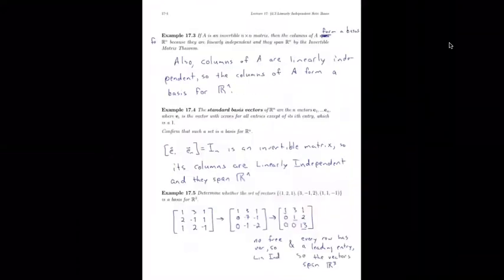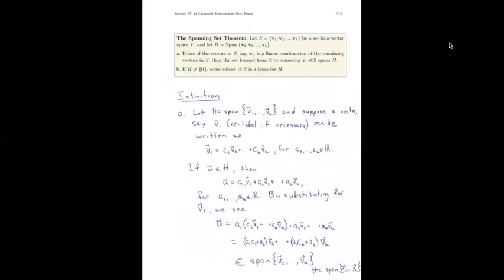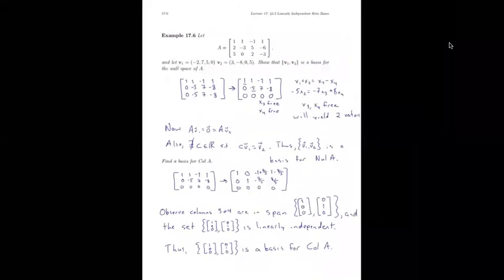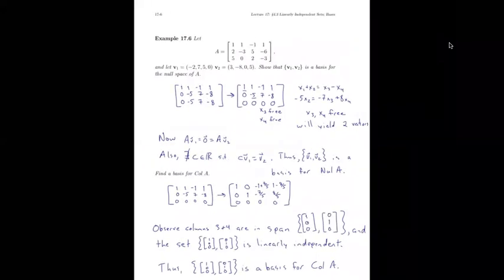It's maybe a lot of work getting the result together and hashing through it, but it's nice to have this fact guaranteed to us, that we can form bases for sets in this way. So another example is the following. We let A be this 3x4 matrix, and we let V1 and V2 be the two given vectors. We're asked to show that V1, V2 is a basis for the null space of A.